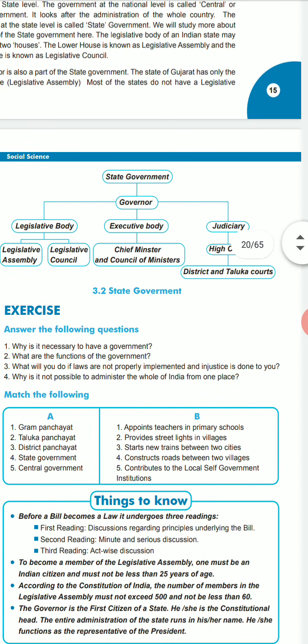Here the chart is given. First of all, state government, under that the governor, and three parts of that: legislative body, executive body, and judiciary. Legislative body has two parts: legislative assembly and legislative council. The executive body has the chief minister and council of ministers. Judiciary has the high court, then the district or taluka court.